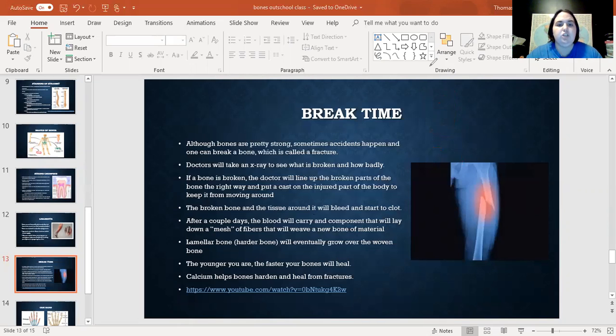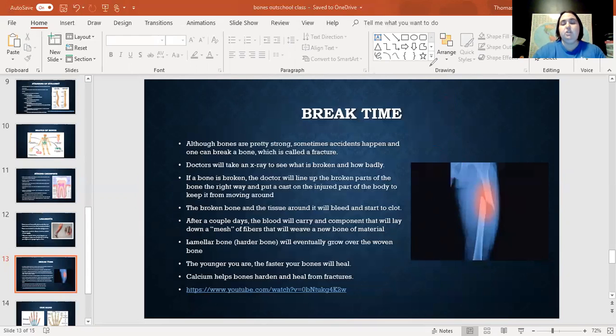If a bone is broken, the doctor will line up the broken parts of the bone the right way and then put a cast on the injured part of the bone to keep it from moving around. If you do not do that and you broke a bone, number one, that would be painful, but number two, your bones naturally heal, and it's almost like breaking a plate and then putting the pieces back together, and then it magically comes back. If you don't put those pieces back together, then it's not going to heal and mend itself. It's actually going to do it crooked. And you don't want a crooked femur. You don't want a crooked tibia or fibula. You want to make sure that your bone is aligning straight so that it's not inhibiting you from walking correctly or doing whatever correctly.